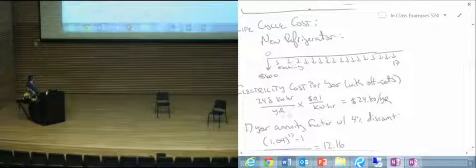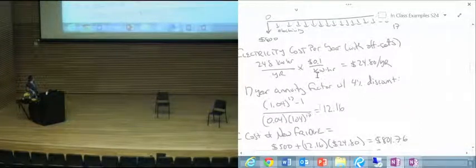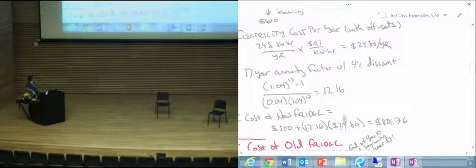We can look at the annuity factor for a 17-year payment with a 4% discount rate. The annuity factor is 12.16. So we're going to multiply that $24.80 times 12.16, add it up to the production, or the retail cost of that new refrigerator, and the life cycle cost can be $800. Okay, so we've been doing this over the last couple weeks.